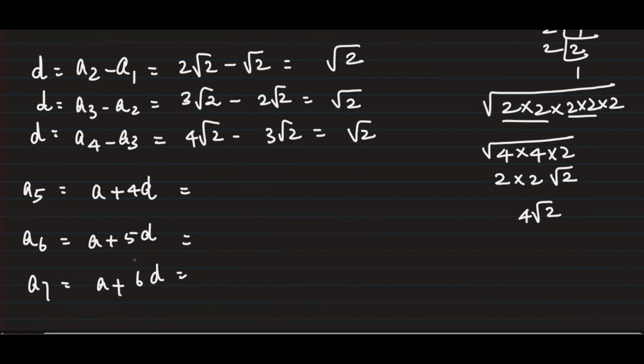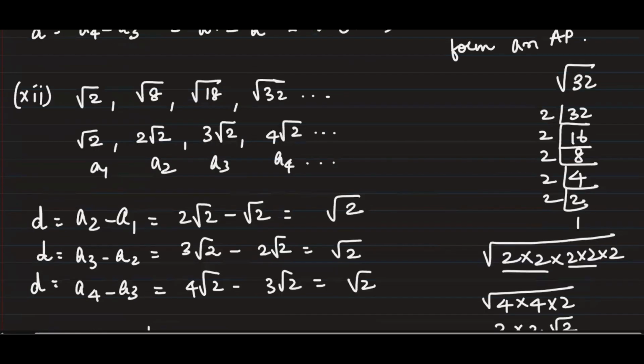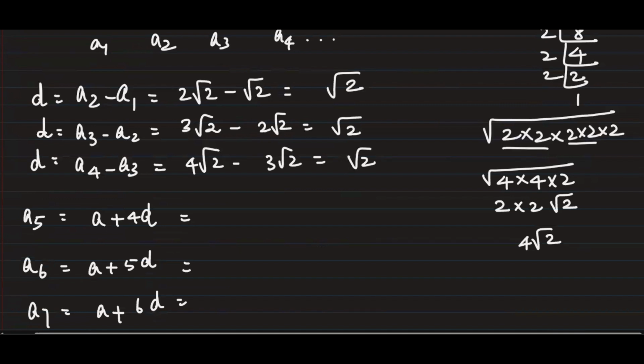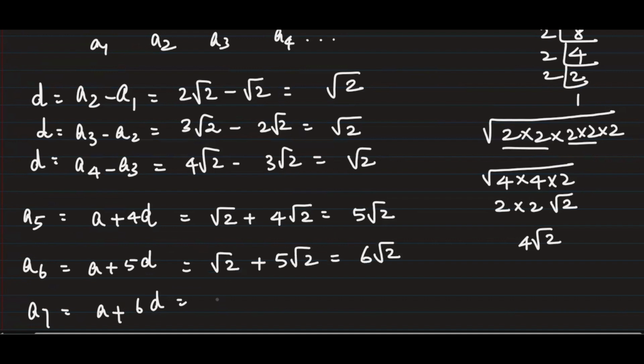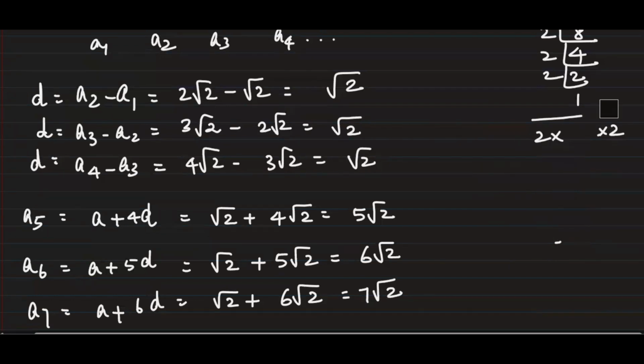So here, what's the first number? The first starting point is root 2. So the A value is root 2 and D is also root 2. Both are root 2 here. Now A plus 4D becomes root 2 plus 4 into root 2, which is 5 root 2. Now this one is root 2 plus 5 root 2, which becomes 6 root 2. And the last one is root 2 plus 6 into root 2, which becomes 7 root 2. So the next 3 terms will be 5 root 2, 6 root 2 and 7 root 2.